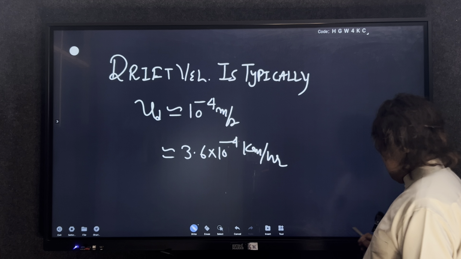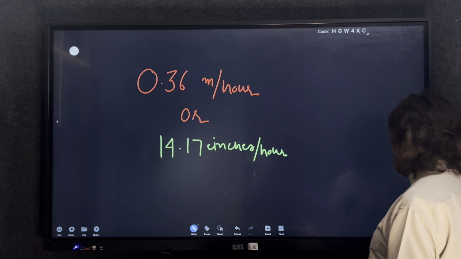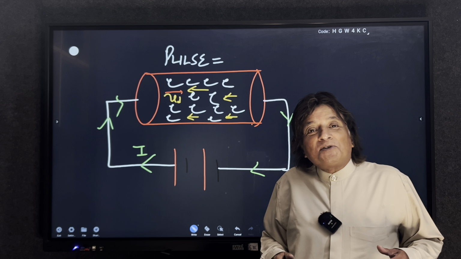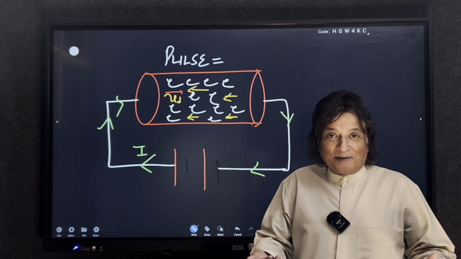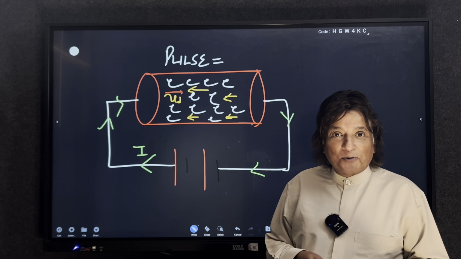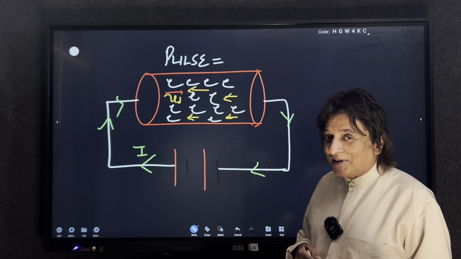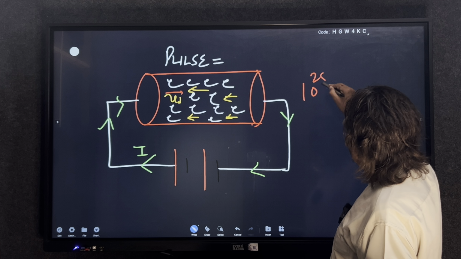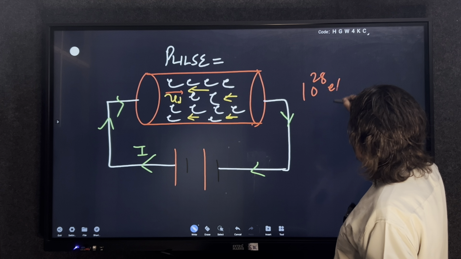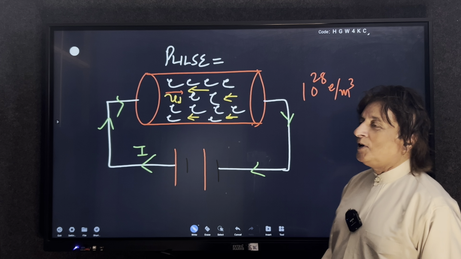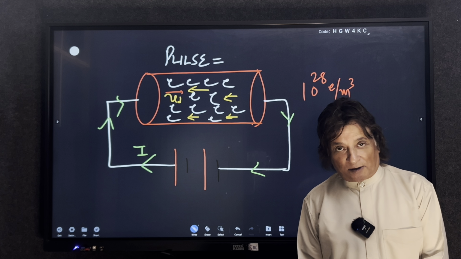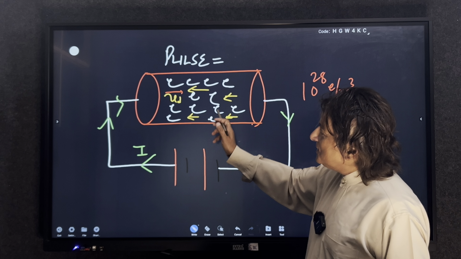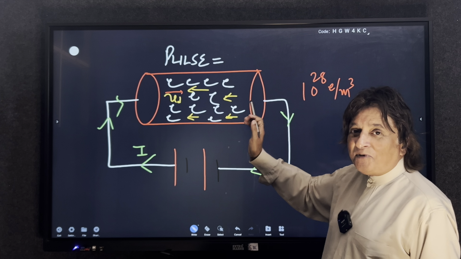Now the question is, why is it so quick, despite it being just 1 foot plus per hour? I'm going to tell you, interesting. You know, there are 10 raised to power 28 electrons per meter cube in a metal, say copper, on an average. Now, in the metal, there are 10 raised to power 28 free electrons.